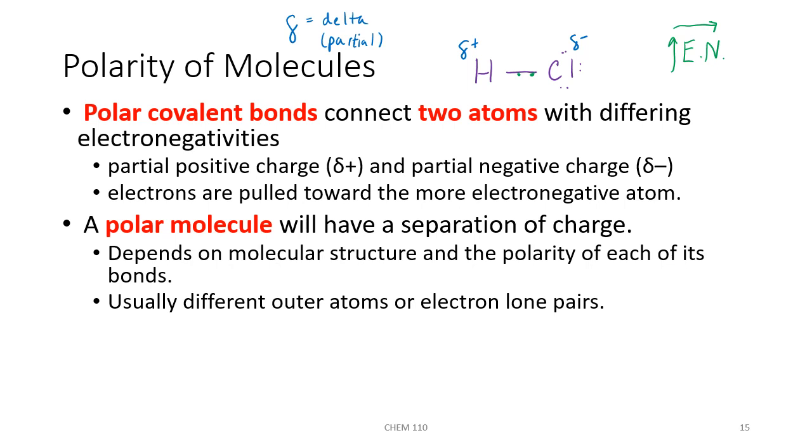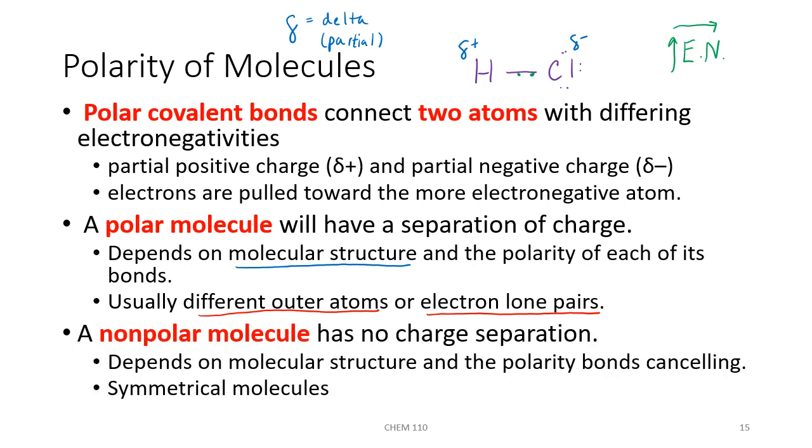In order to determine if a molecule is polar or not, we have to consider the overall molecular structure or the VSEPR shape as well. Because sometimes if we have outer atoms that are the same and the molecule is completely symmetrical, those polar bonds can cancel one another out. Things that will usually lead to a molecule being polar are having different outer atoms, where all the outer atoms are not the same, and usually electron lone pairs on the central atom, if the molecule is not symmetrical, will also create a polar molecule.